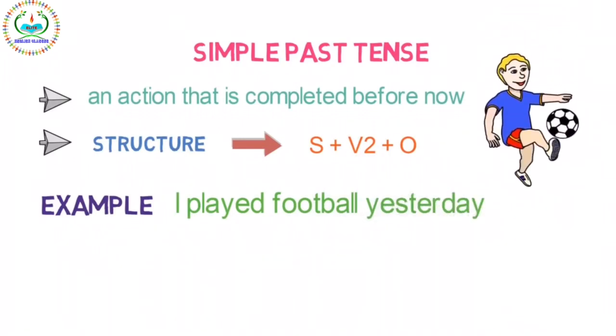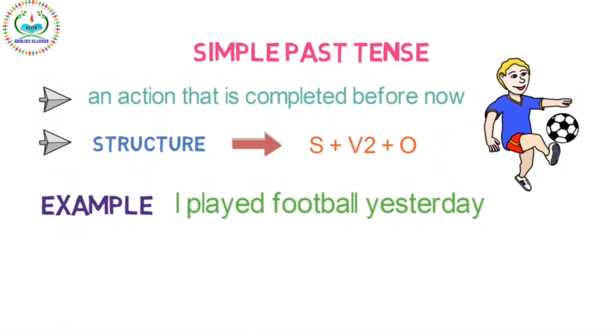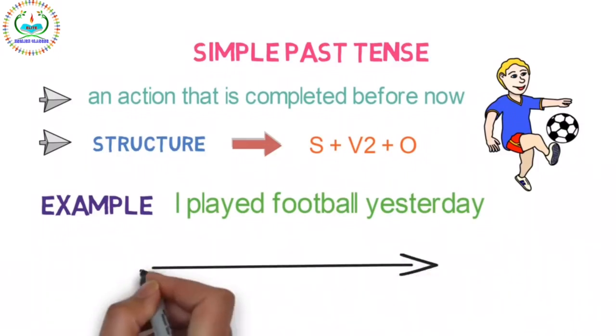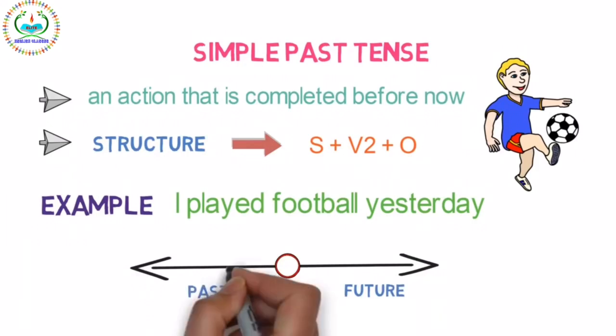Here, I am referring to an action of playing football that is already completed in the past. So in the timeline, it will be somewhere here in the left of the timeline, denoting that the action is completed in the past. Let's look into the next tense.